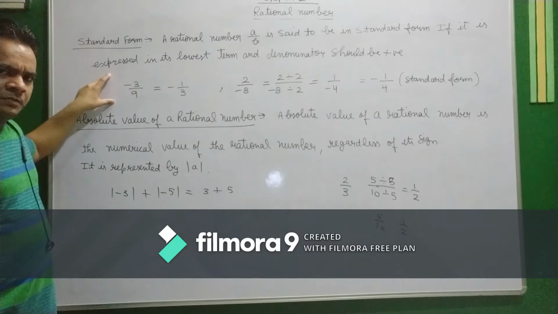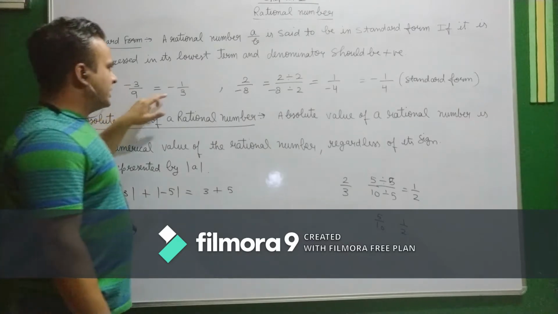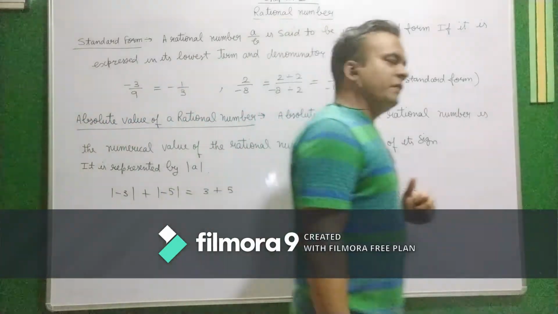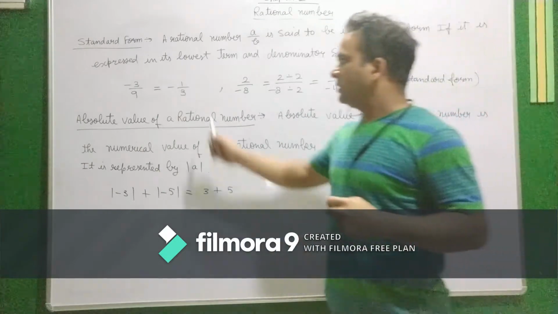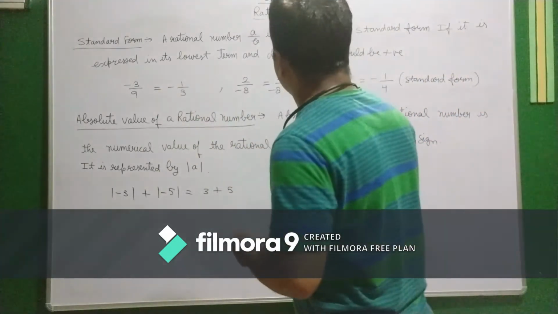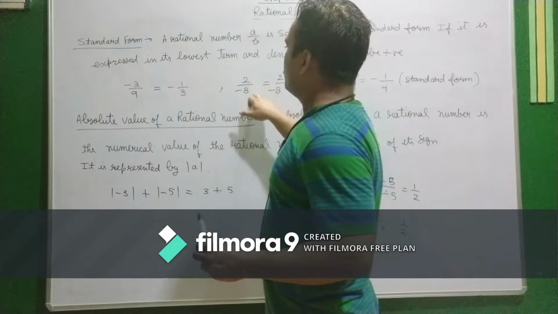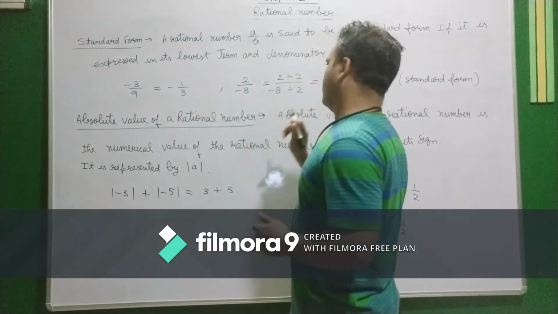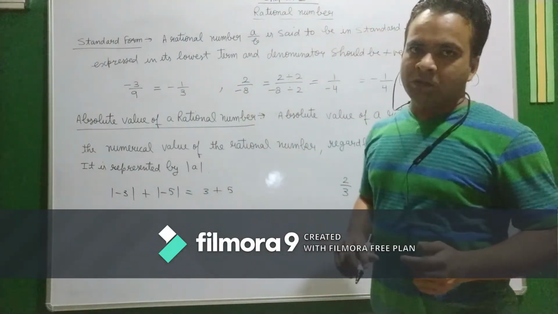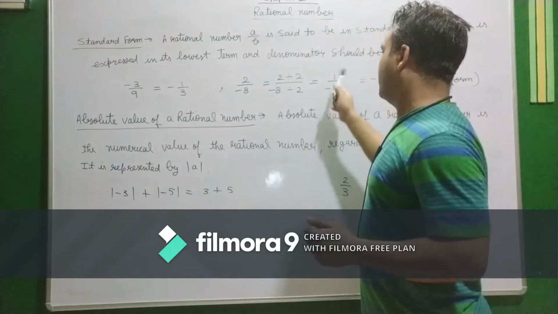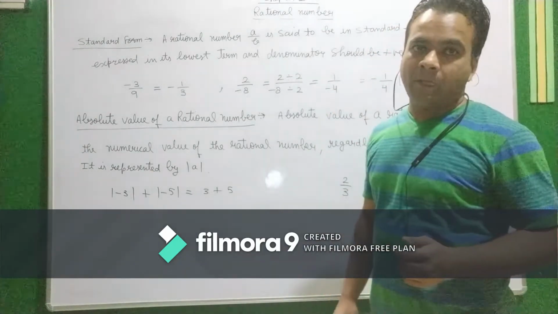Now I have given the example here also. Minus 3 upon 9, and you can see that after simplifying it, we can write it as minus 1 upon 3. And the next one is minus 2 upon 8. We can divide both numerator and denominator by 2. We will get 1 upon minus 4.